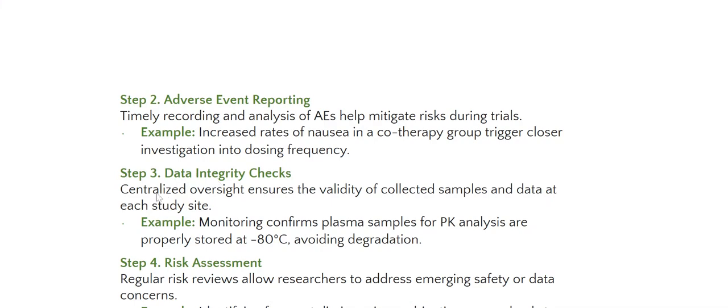Step 3, data integrity checks. Centralized oversight ensures the validity of collected samples and data at each study site. As for example, monitoring confirms plasma samples for PK analysis are properly stored at minus 80 degrees Celsius, avoiding degradation. Step 4, risk assessment. Regular risk reviews allow researchers to address emerging safety or data concerns. As for example, identifying frequent dizziness in combination groups leads to adjusted dosing intervals.